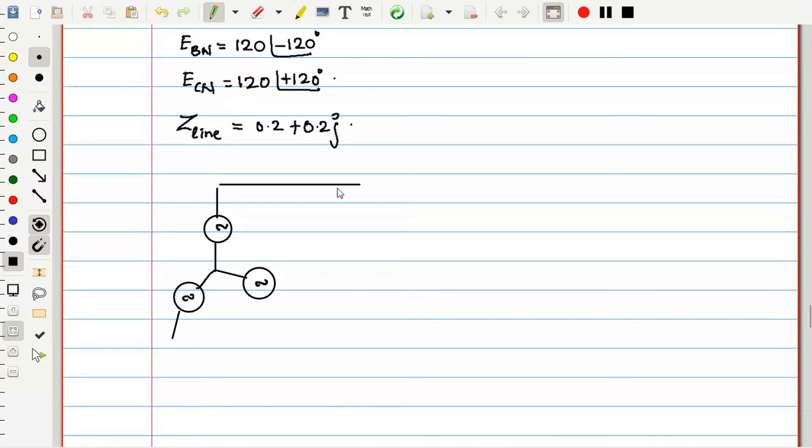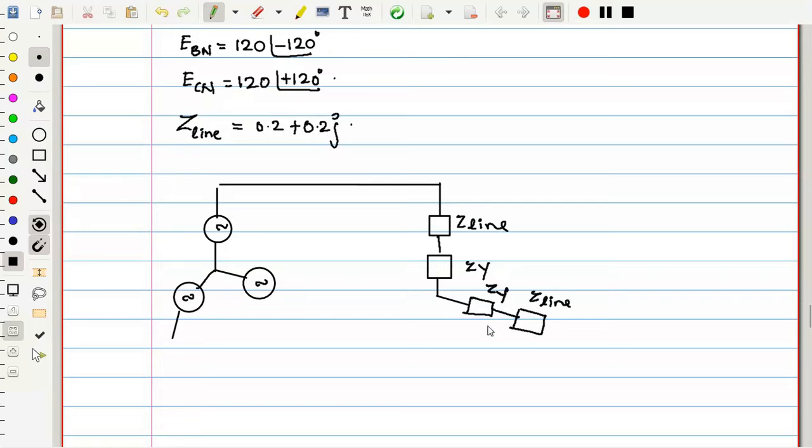Next is that I am pushing this line impedance to the load side for my convenience to solve the problem. This is the Z line and here is your ZY, and similarly for other phases ZY and Z line, ZY and Z line, and here also you have ZY and Z line.